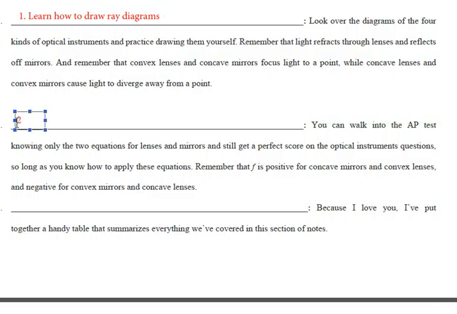Alright, important tip number 2, learn how to use your equations. There's only 2 of them, really simple algebra associated with each of them. Get familiar with them. You could walk into the AP test only knowing the 2 equations for lenses and mirrors and still know absolutely everything that you need to know. Just remember where f is positive and negative, and the conventions for which side of the instrument is positive or negative. So that's important there.